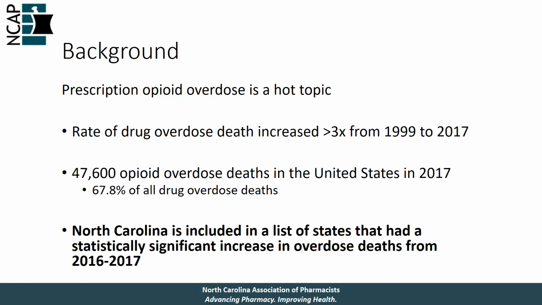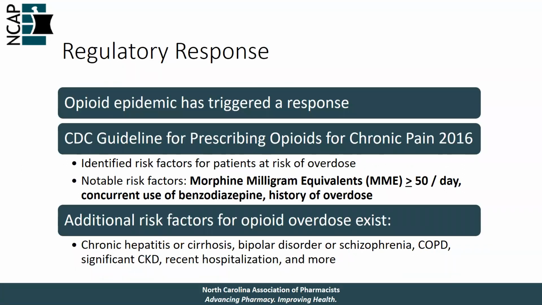And North Carolina is listed on a list of states that has had a statistically significant increase in overdose deaths from 2016 to 2017. So this problem is not going away. So certainly there has been some regulatory response that has been triggered by this opioid epidemic. That's been on the state level, on the federal level. You've heard about it in the news. I really want to focus in on the CDC guideline for prescribing opioids for chronic pain that came out in 2016.